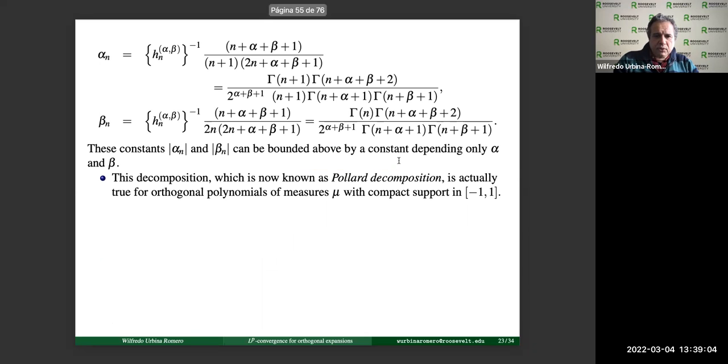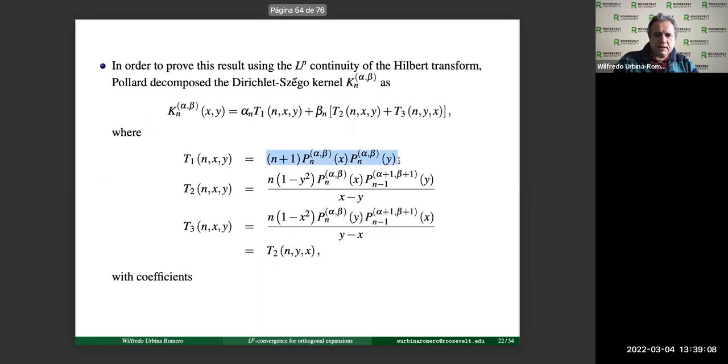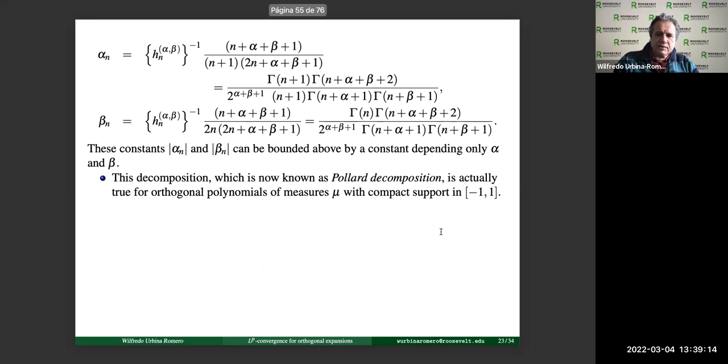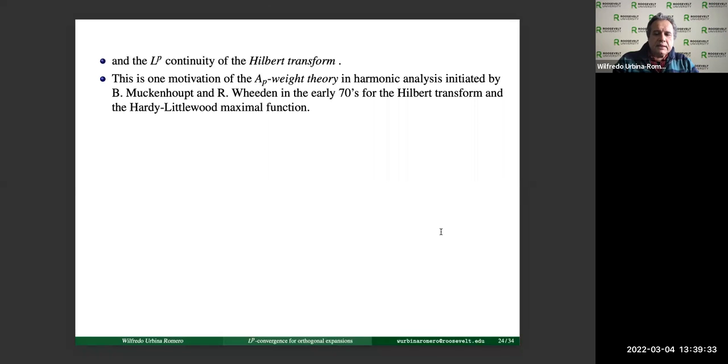But then for T2 and T3, which are the singular operators, in that case, guess what? We need to use the continuity of the Hilbert transform that we mentioned as a generalization of the non-periodic conjugate function. Okay?